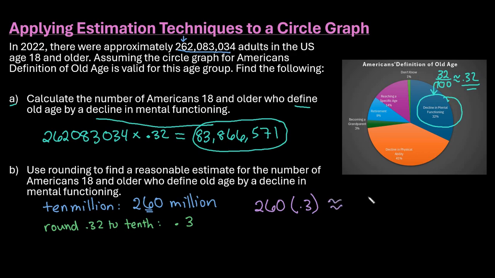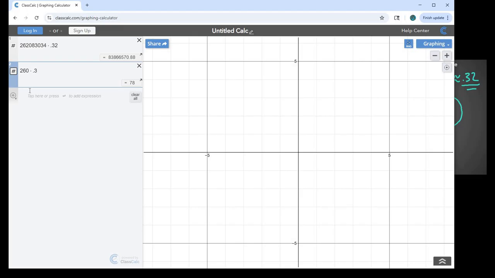Okay, you can see that 78 million is quite a bit different than the 83,866,571 that we got previously. And that's what I was talking about, the fact that sometimes when you're rounding, if you round too much, your calculations could be very off of what the exact value is. So it might be better to round to the nearest millions and leave it as 262 and leave it as 0.32.